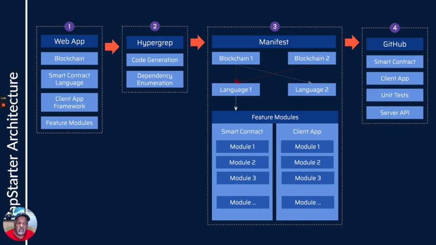Once this is done, hypergrep essentially is enumerating the manifest that is generated from the website, and it's figuring out which blockchain is needed, what is the language that's needed, what are the feature modules that are needed, and it's packaging all of that up into a single GitHub repository. Once that GitHub repository is created, you're given access to it, and from there you can clone it. Now within that repository, there are four primary elements. There's a smart contract, a client application, unit tests, and a server API. We're going to go over those in just a moment.